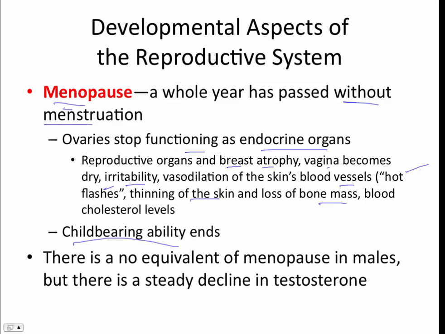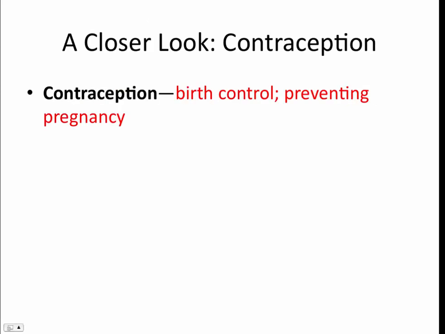There is no equivalent of menopause in men. Remember that in men, they can continue to produce sperm until a very old age, even 94 years old, if you are very determined. But there is a steady decline in testosterone.